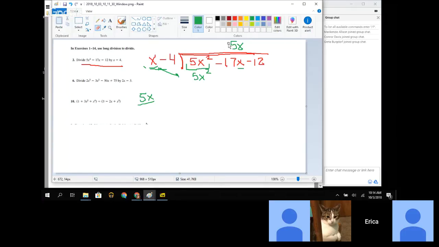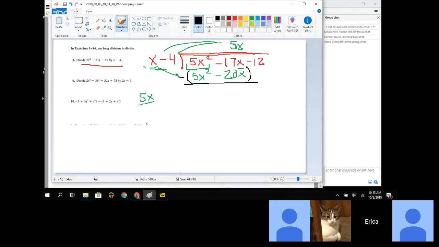I'm thinking algebra, right? So if I multiply 5x times x, then I get 5x squared, right? But then I also have to multiply 5x by negative 4. So 5x times negative 4 is negative 20x. Okay. Now, if I remember how to do long division, right? I'm going to subtract all of these from the one above. That's what I was doing wrong.